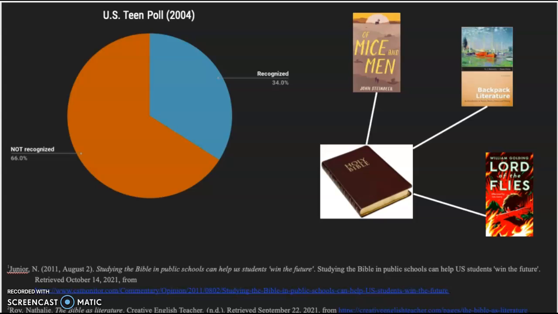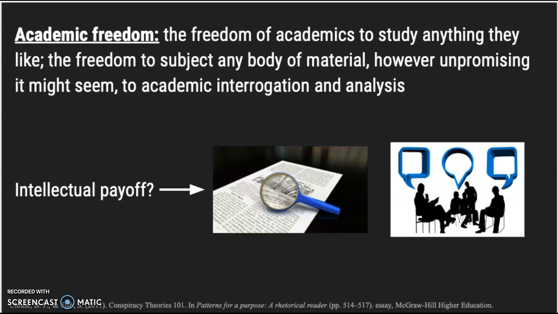The study of the Bible from a literary perspective is essential and necessary in order for students to interpret and connect allusions made in other literary texts. All of this brings into question academic freedom and what that entails. To understand whether the Bible, or any other religious text, can or should be used in public education, the definition for academic freedom must first be understood.